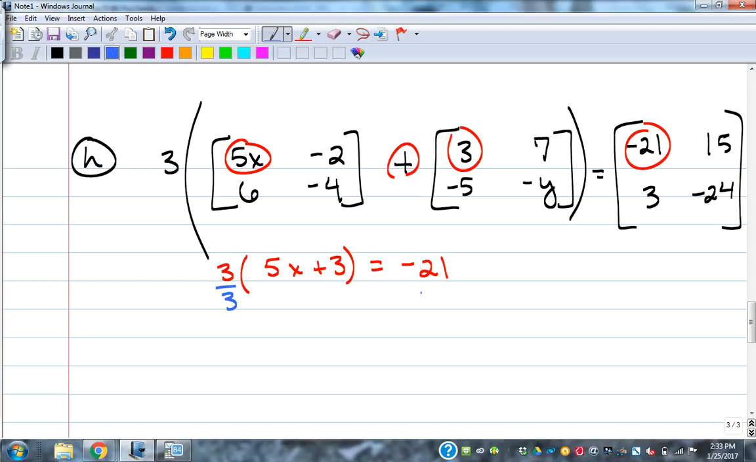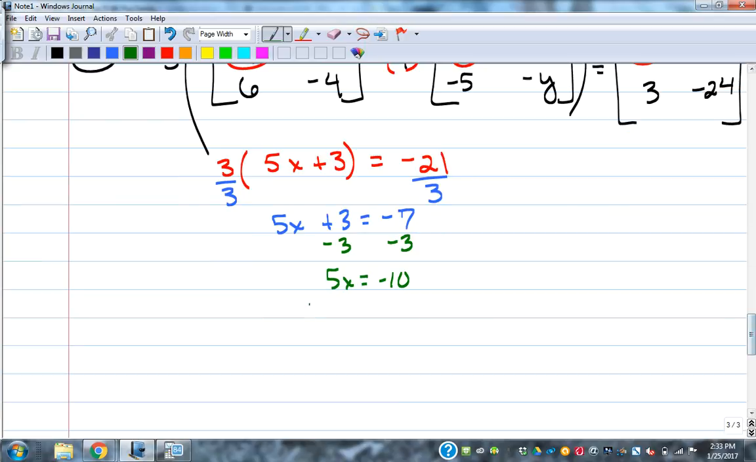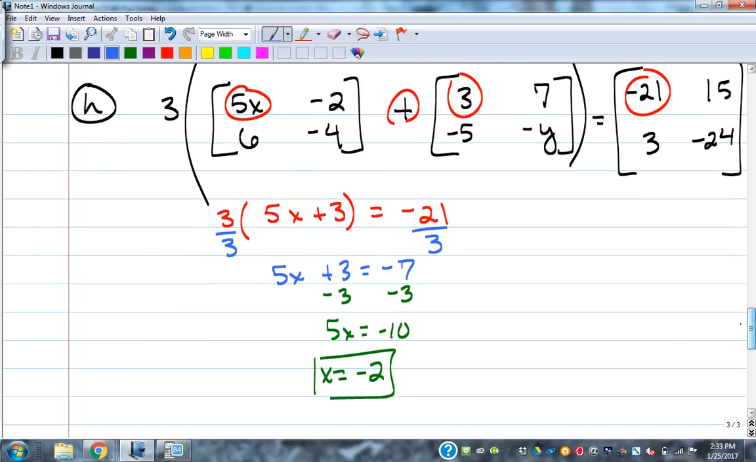I'm going to solve it this way. And we'll see if we get the same answer, because I'm going to doubt some of you can do it that way. X is equal to negative 2. Okay? Let's get the equation for y. What's the equation for y?